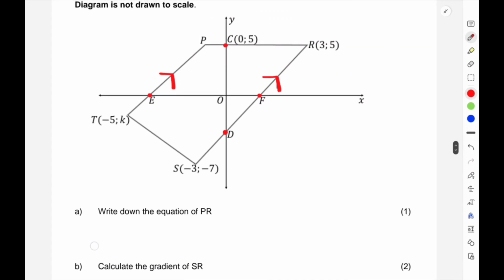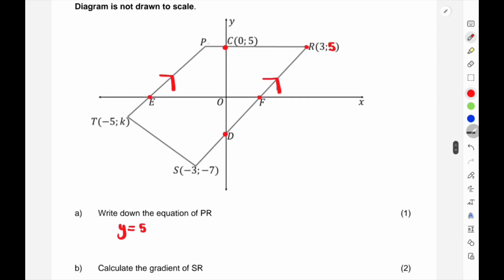Okay, write down the equation of PR. So y is equal to, because this one is 5 over there and that one is 5 over there, we can take it that it's a straight horizontal line. So y is equal to 5. It's one of those special lines that just goes straight like this.